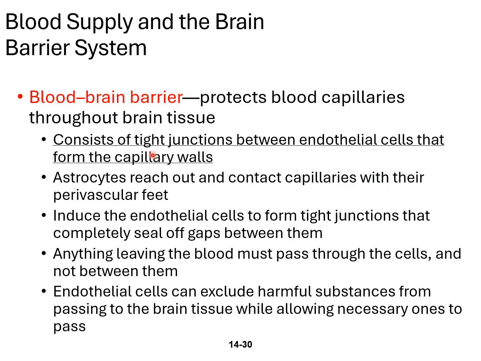How do they form those tight junctions? With those astrocytes, those neuroglia we talked about earlier. Those astrocytes have these little feet. These little feet go on the capillary. They start forming these little tight junctions so small things can pass through them. Large things have to stay in the blood. So these induce the endothelial cells to form the tight junctions. That means blood must pass through the cells and not between them. It keeps harmful substances from passing into brain tissues while allowing smaller and necessary ones to pass by.